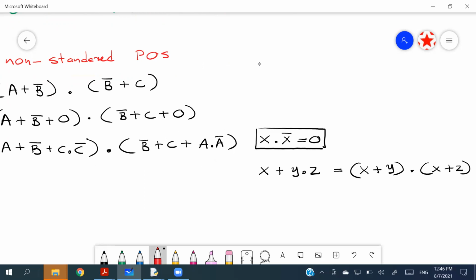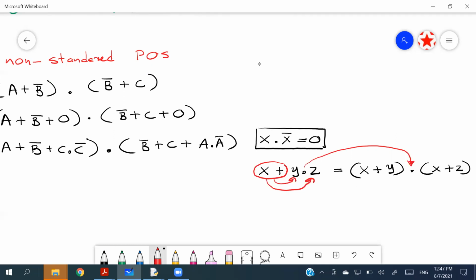Now we know that. When we did that, we took x plus y together once, and x plus z together once. Right? So this dot stays in between the brackets.